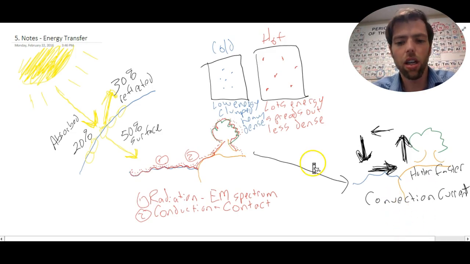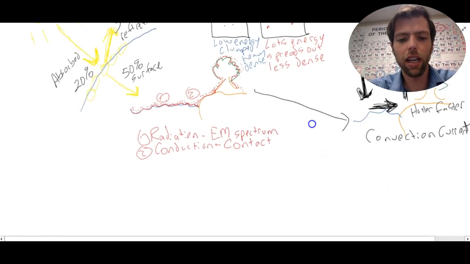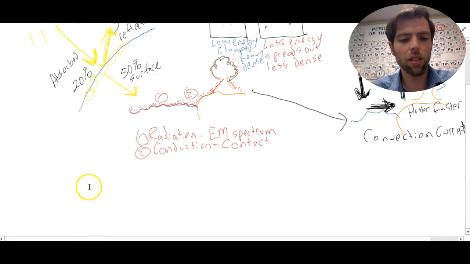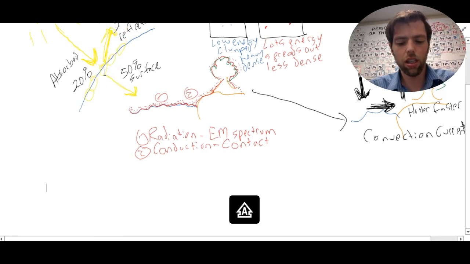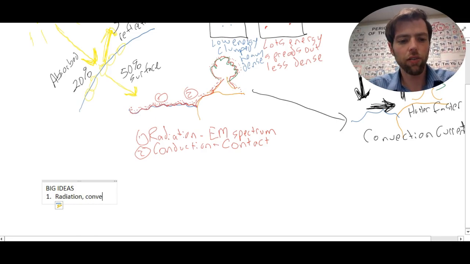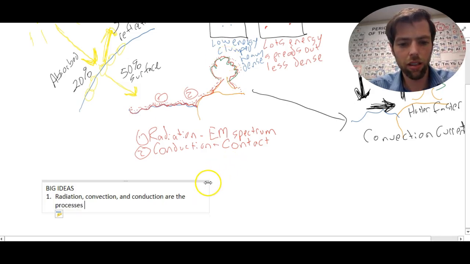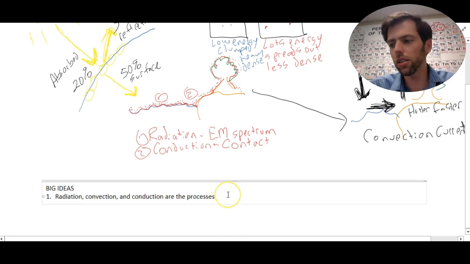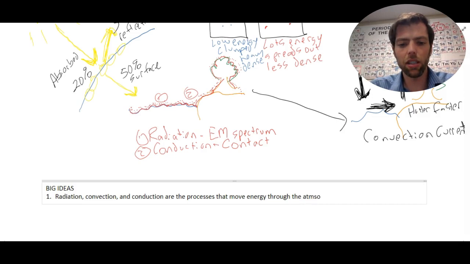Let's find out. If these next two sentences make sense to you, then I think it's safe to say you got it. Why don't we grab our typing utensil and let's scoot over here. I'm going to pick a nice big font, maybe 20, and let's talk big ideas from today. Big idea number one, radiation, convection, and conduction are the processes that move energy through the atmosphere.